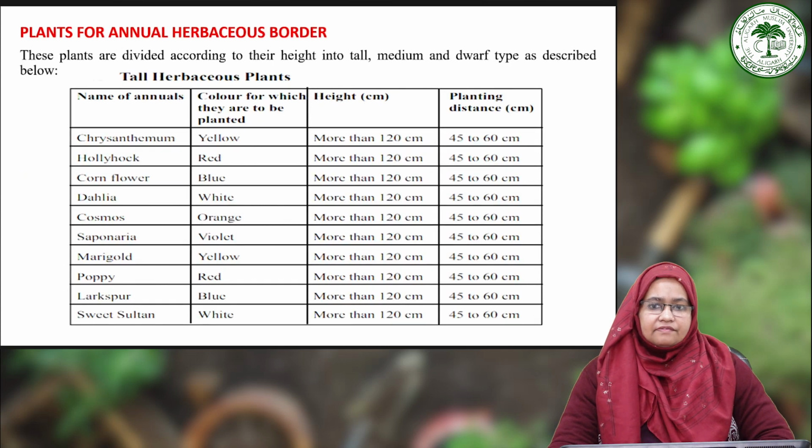Here, plants for an annual herbaceous border can be categorized into tall, medium and dwarf types based on their heights. Here in this table we can see the tall herbaceous plants. Tall plants serve as the backdrop or focal point in the border. Examples of tall plants are chrysanthemum, hollyhock, cornflower, dahlia, cosmos, all shown in these images. They have a variety in their flower color and this is the height and planting distance of the particular herbaceous plants.